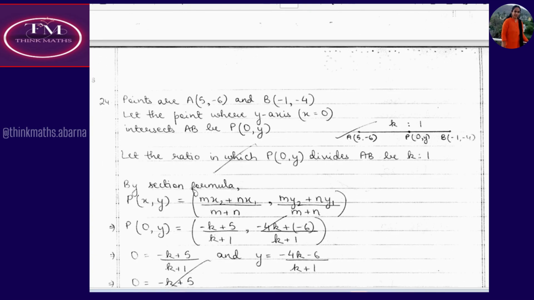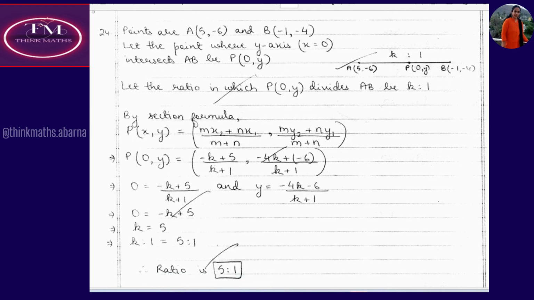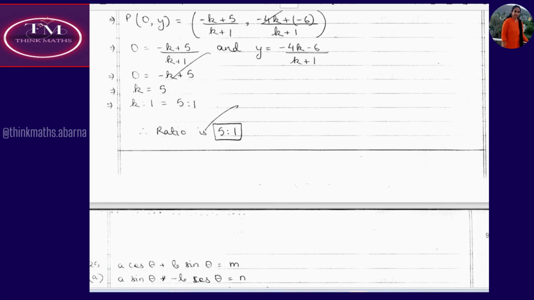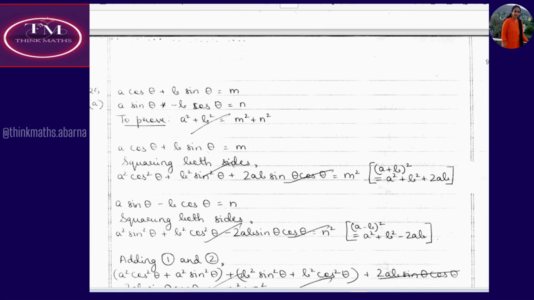Next, the 24th question. Draw the diagram so that it will be very clear. And write the solutions step by step without scribbling. You can box the answer so that the answer will be clearly visible. And next question, the 25th question.